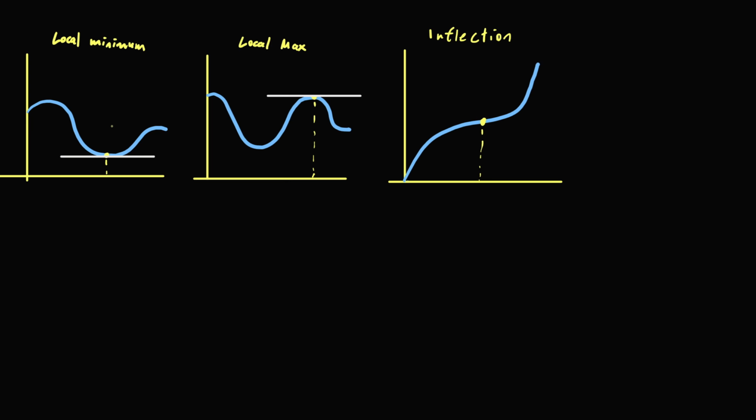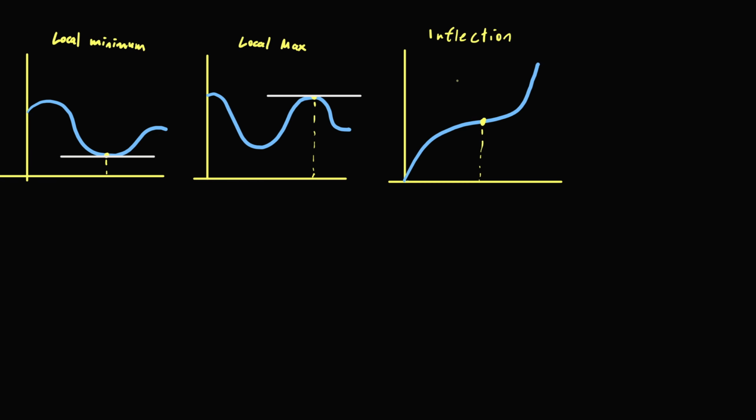Well, the definition of a local minimum is if the value of a point is less than the values of the points immediately around it. For example, if you look at the point here, the value on the left and the value on the right of the point are both greater than that minimum point. Therefore, it is a local minimum. And notice that the tangent line, the slope at that point, is 0. Same goes for local maximum, but vice versa.